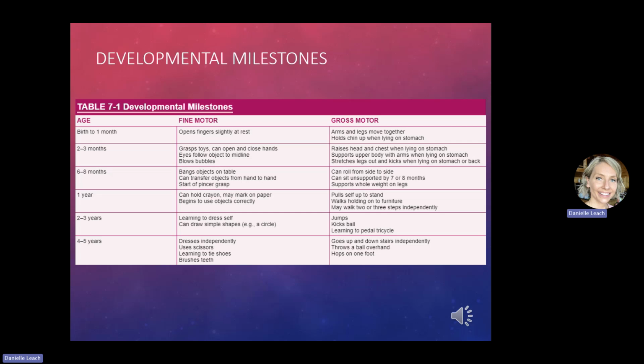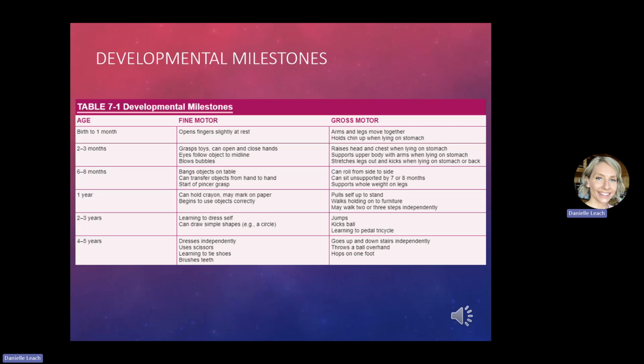You do need to know the difference between fine motor and gross motor. You can see on here they are in 2 separate columns. Some examples of what's on this page: by the time a baby is 3 months old, they should have the fine motor developmental milestone that they can follow an object to midline. That's basically if you're holding a toy in front of them, maybe to the side of their head, and you're moving it towards the midline of their body, like right in front of their face, they should be following that with their eyes.